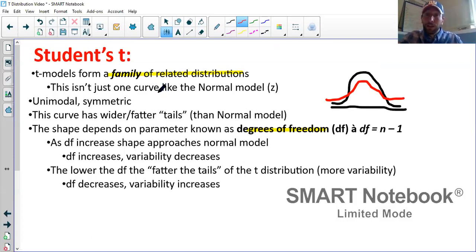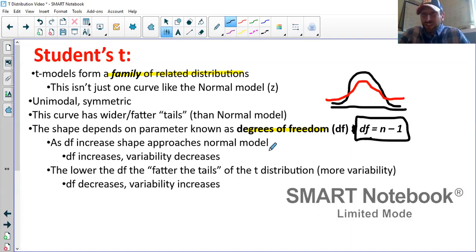So the shape depends on degrees of freedom. Degrees of freedom are calculated as n-1. Ignore this little a, that was supposed to be an arrow. So degrees of freedom, n-1. So as sample size goes up, degrees of freedom goes up. And here's how it works. The shape of the t-distribution varies based on those degrees of freedom.